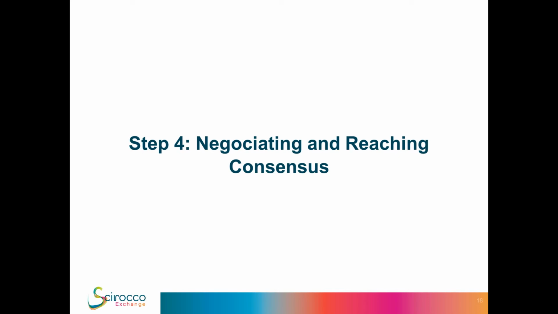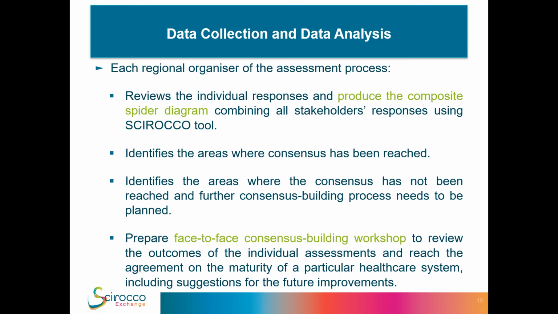During the fourth step, the team need to negotiate and reach consensus. First, each regional organizer of the assessment process needs to review the individual responses and, using the Scirocco tool, produce a composite spider diagram combining all the stakeholders' individual responses. This will help the organizer identify the areas where consensus has been reached, as well as those areas where consensus has not been reached, and thus there is a need for further consensus building.